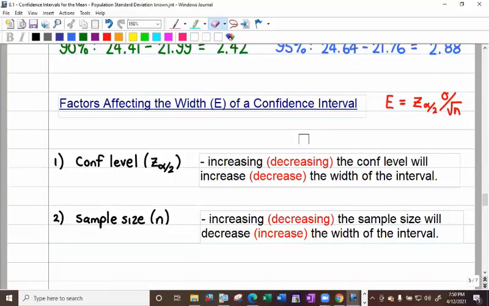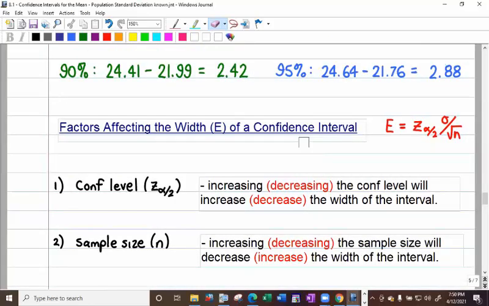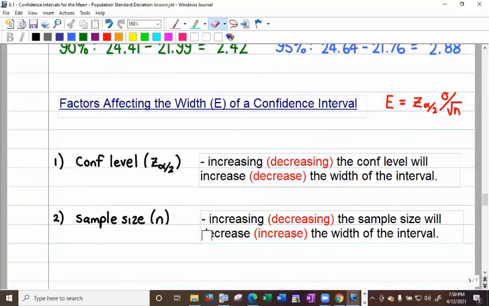I've been known to ask this as a word type question on a test. I wrote these together, meaning they work together. In other words, increase goes with increase, decrease goes with decrease. So if you increase the confidence level, you'll increase the width of the interval. If you decrease the confidence level, you'll decrease the width. And decreasing the width is also known as improving the precision. I won't ask it that way on a test, but that's what it is. All right.